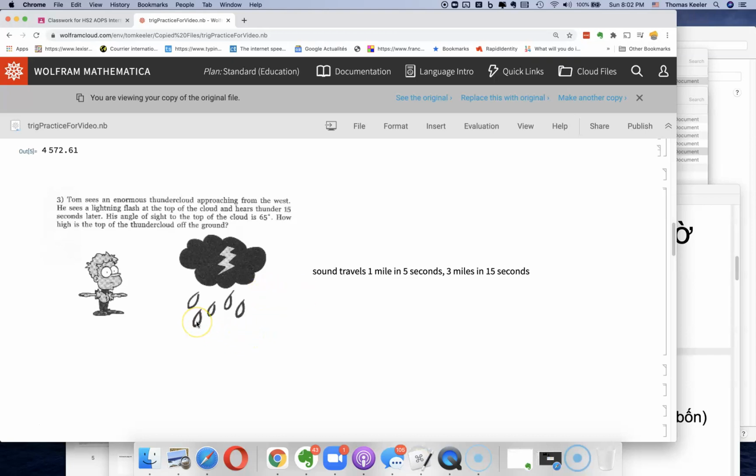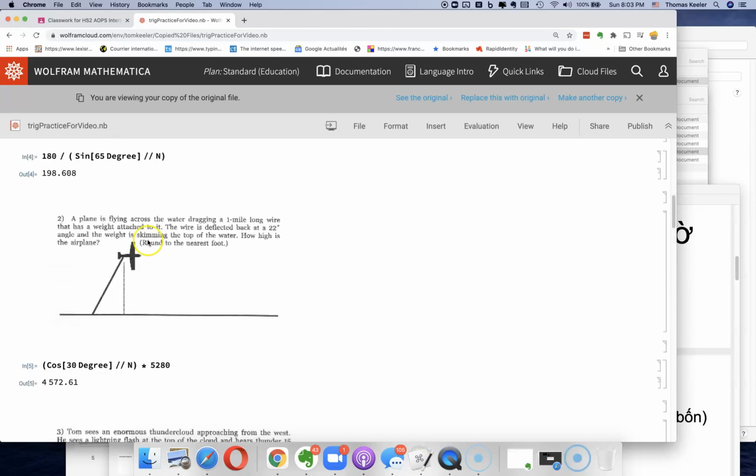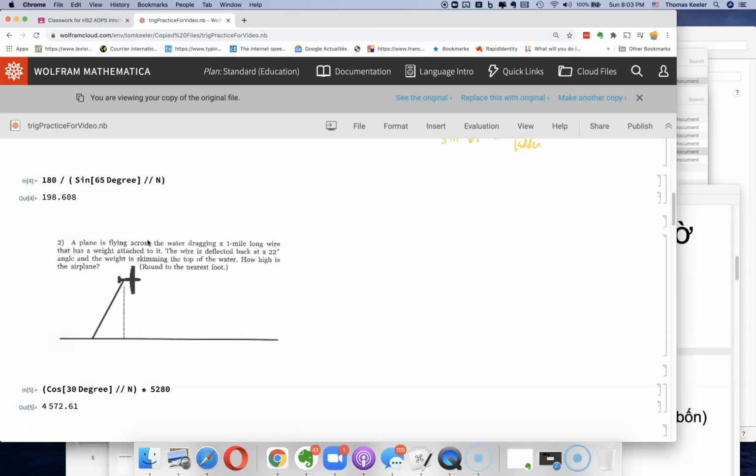Okay, so we say we got that. All right. And then his angle of sight to the top of the cloud is 65 degrees again. Okay. And so how high is the top? So this 3 miles, you kind of suspect that means distance along the ground. Okay. So distance along the ground and the line of sight to the top, 65 degrees. So that is the hypotenuse, distance along the ground. So the adjacent side is 3 miles, and we want to find out how high it is.